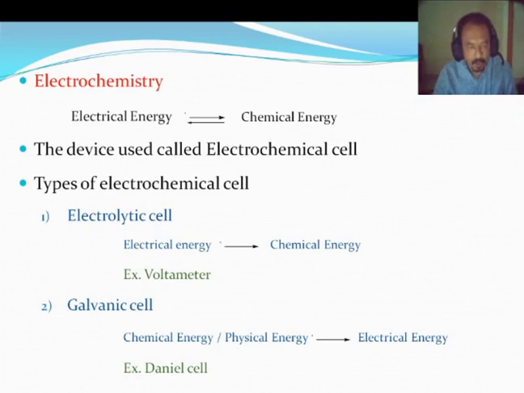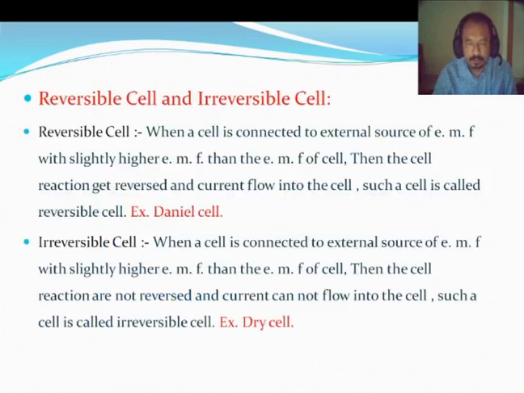Now that cell in which electricity is generated by means of a chemical change or a physical change is called a galvanic cell. It is also called a voltaic cell. The example of this is a Daniell cell. Now we are interested in the galvanic cell or the Daniell cell.